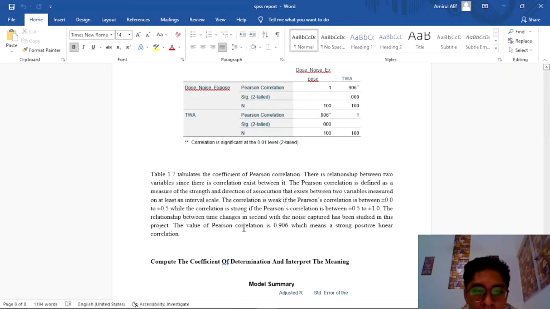The relationship between the time change in seconds and the noise captured has been studied in this project. The value of Pearson correlation is 0.906, which means a strong positive linear correlation.